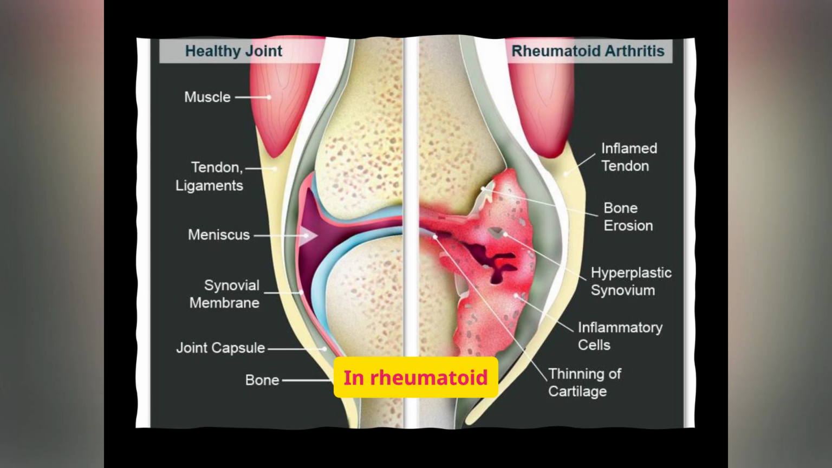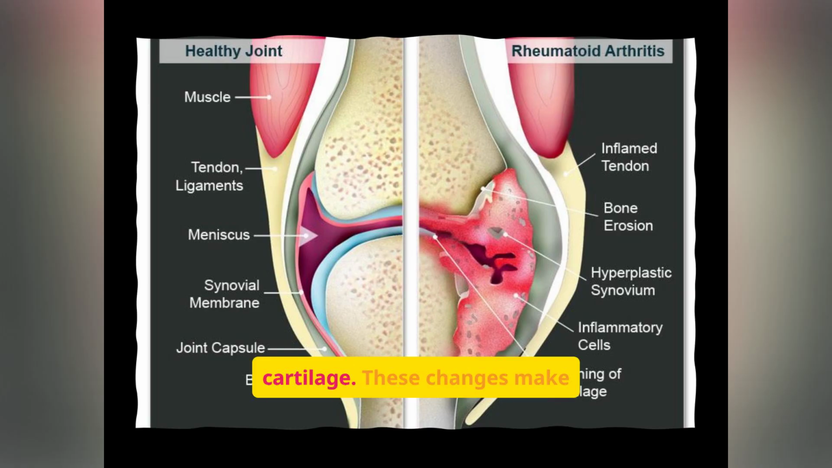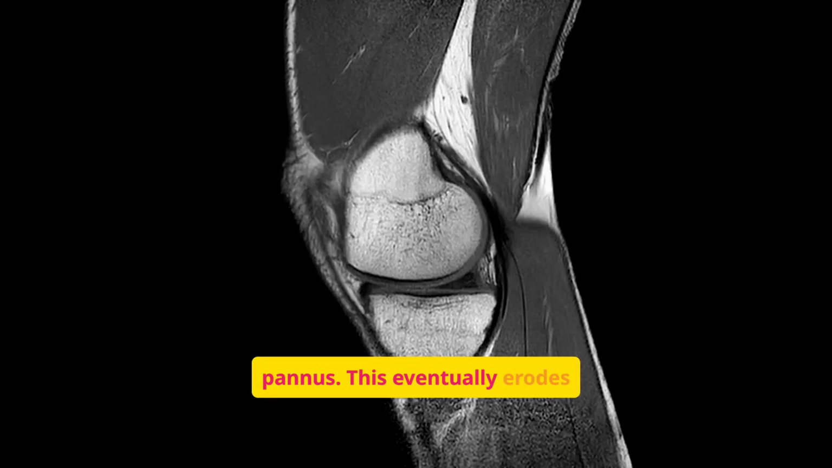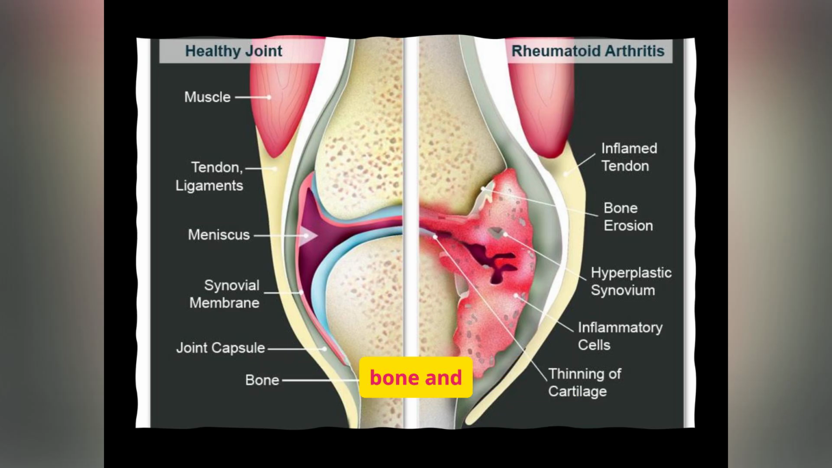In rheumatoid arthritis, the joint undergoes significant changes, including inflammation of the tendon, bone erosion, hyperplastic synovium, and thinning of cartilage. These changes make the joints unstable and painful. The synovium, which lines the joint, becomes inflamed and thickens, a condition called pannus. This eventually erodes bone and cartilage. These pathologic changes explain why pain worsens over time and why early drug therapy is critical.